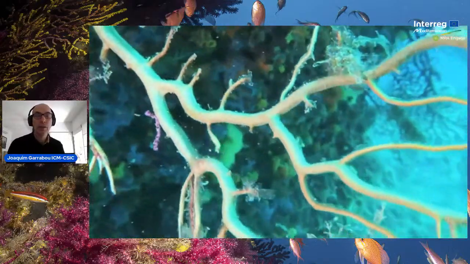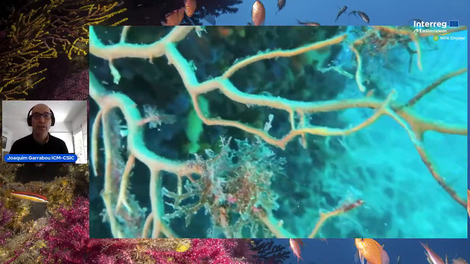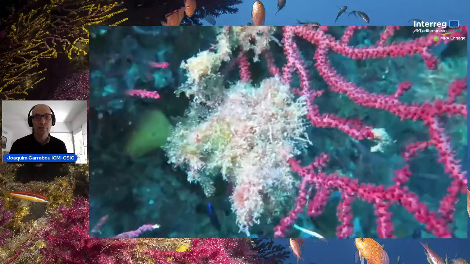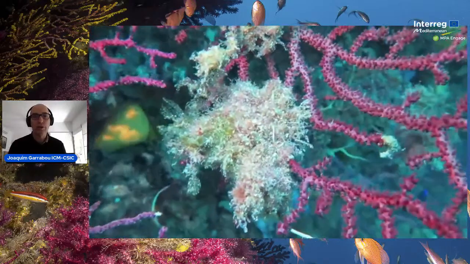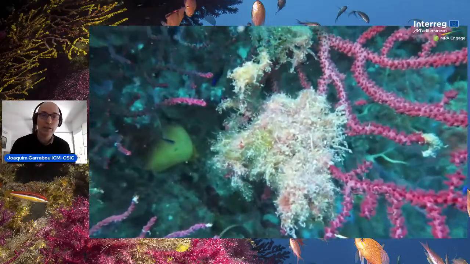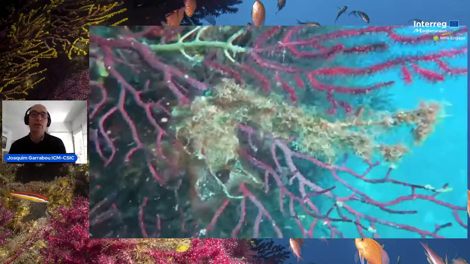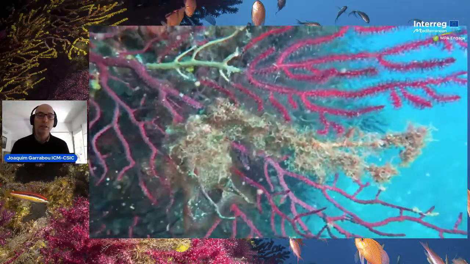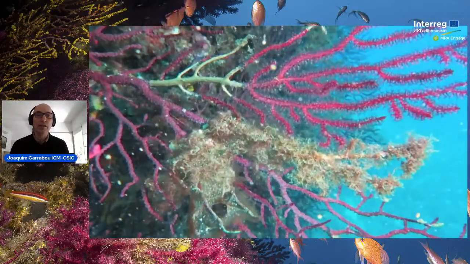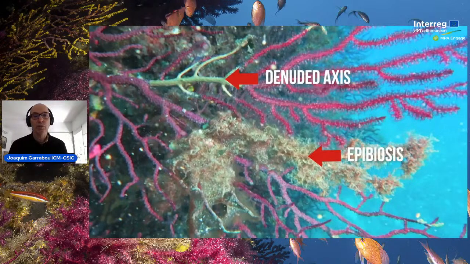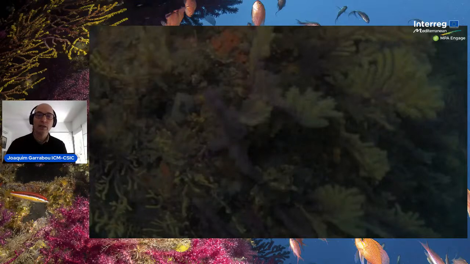And here we have a detail, a zoom on a branch that has been recently affected by mortality with this naked skeleton. And in this case now, what we are showing here is a branch that has epibiosis. And in this last image, you have the example of a recently affected, denuded axis.